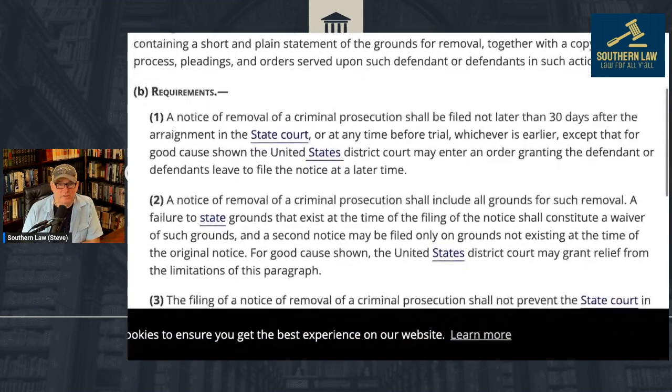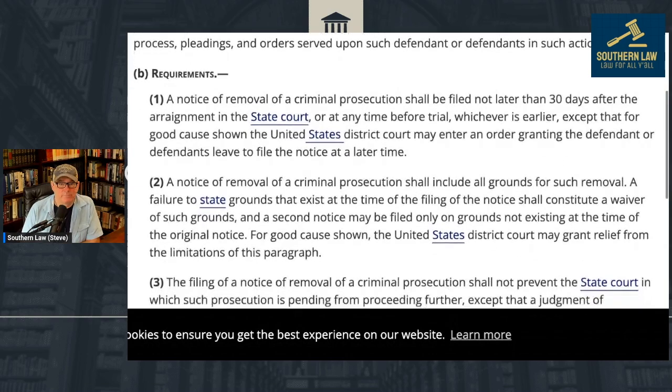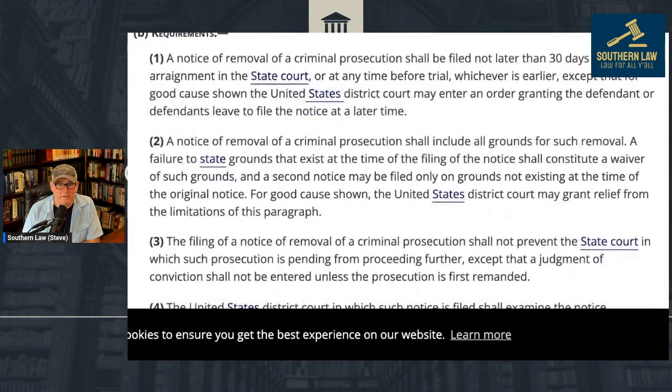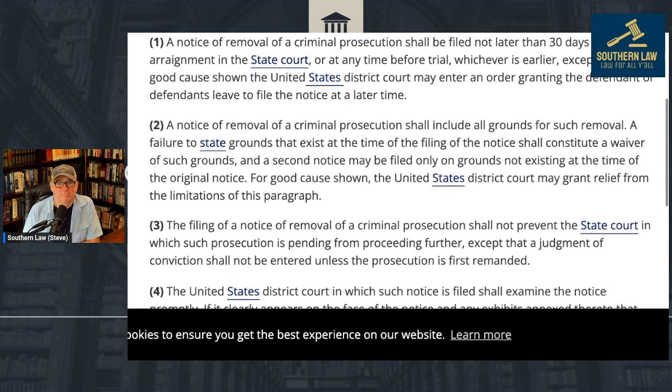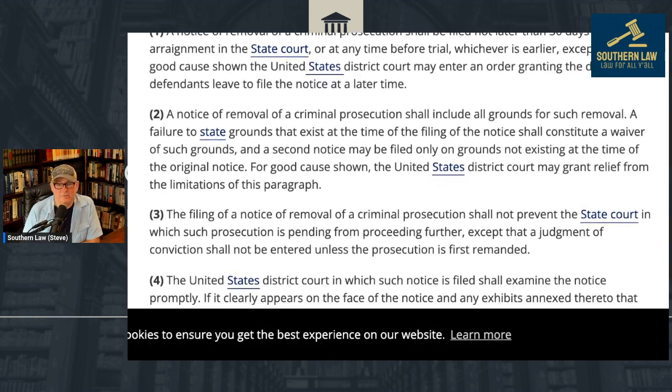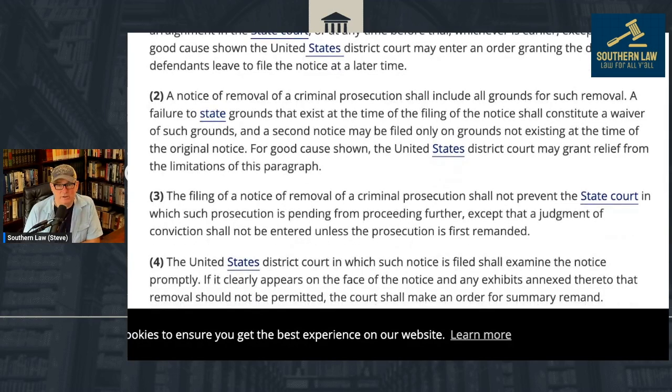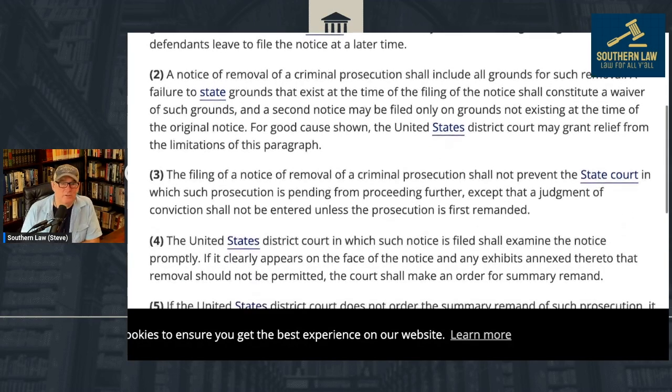So here's where the rubber hits the road. You've got to file it within 30 days of arraignment. Anything you leave out of it, if you look at subparagraph 2, is deemed a waiver. So that's bad if you forget something, but it says the court, if it wants to and there is good cause, could relieve you of that limit.